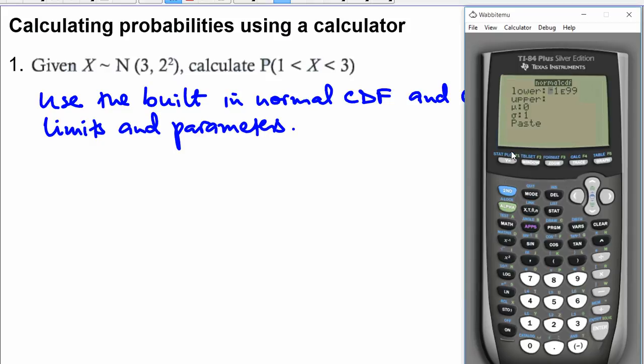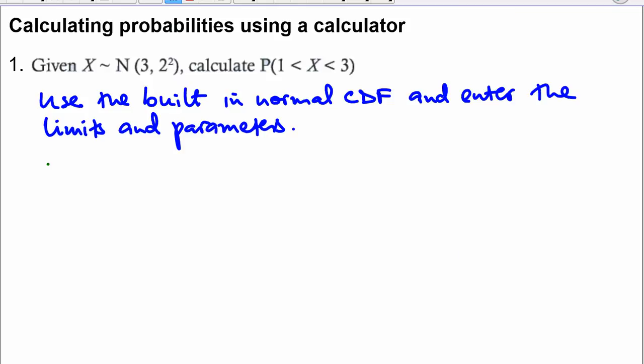So normal CDF, and then the lower bound here will be 1. The upper bound is 3. The mean is 3 and the standard deviation is 2. And then you'll have your probability. So we can say that the probability that x is between 1 and 3 is equal to 0.341.